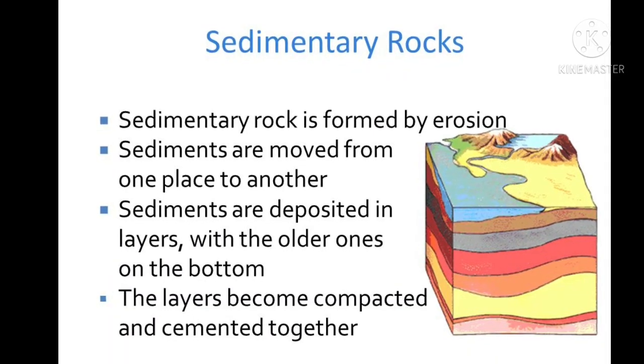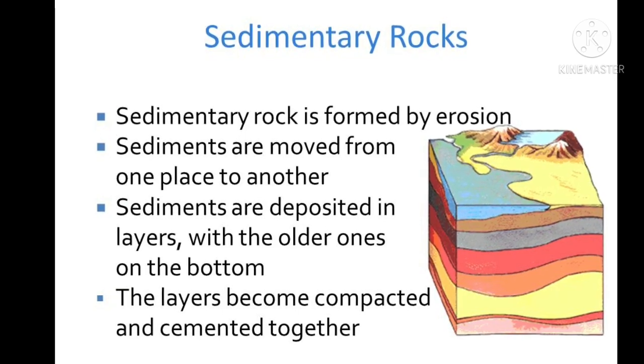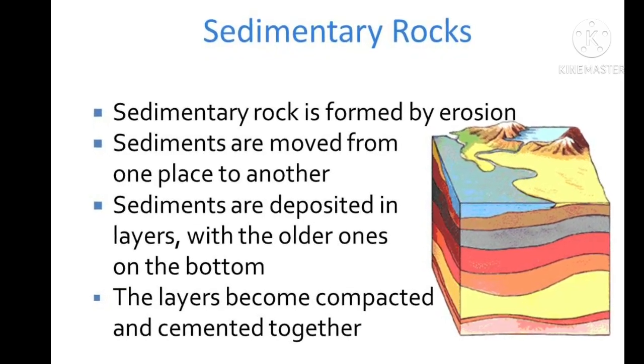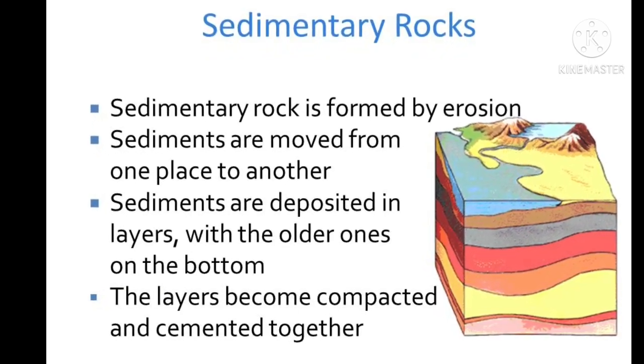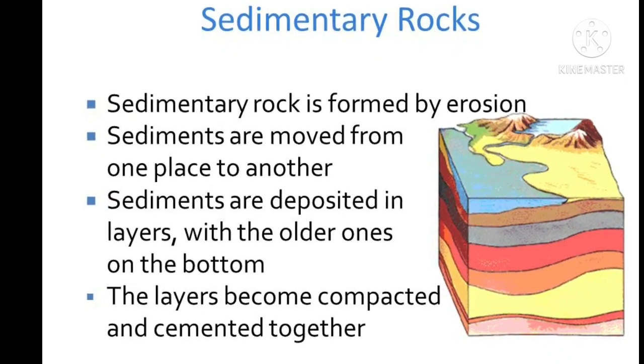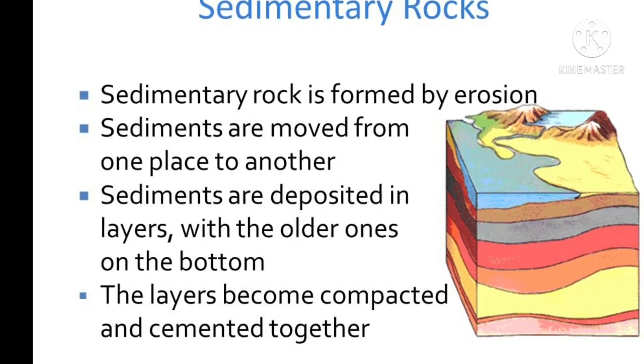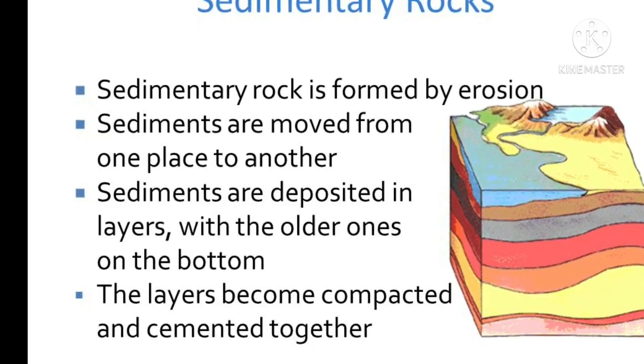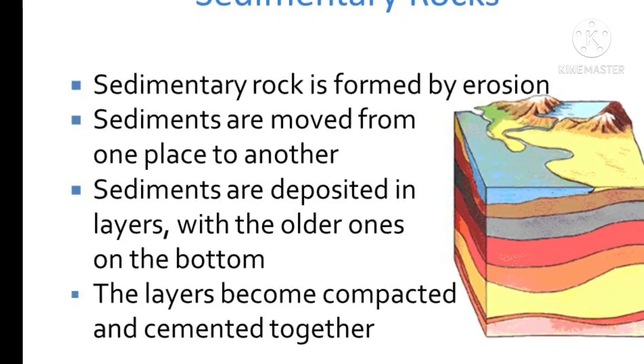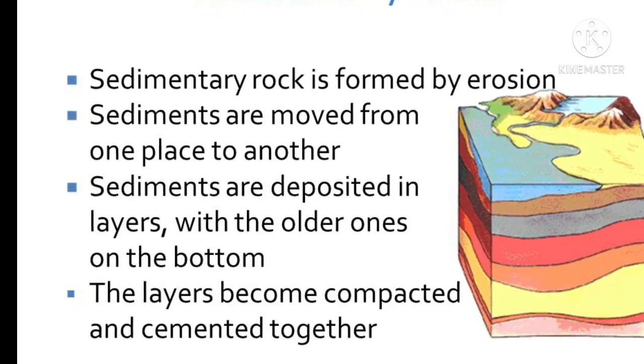Sedimentary rocks. Sedimentary rock is formed by erosion. Sediments are moved from one place to another. Sediments are deposited in layers with the older ones on the bottom. The layers become compacted and cemented together.